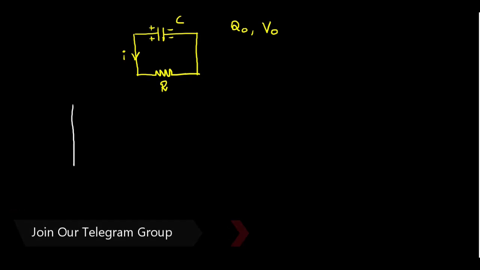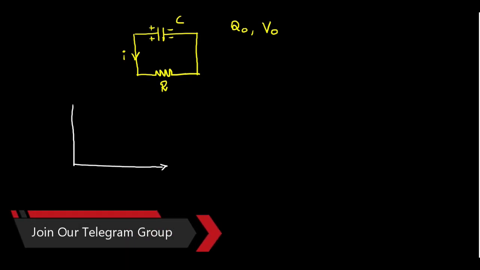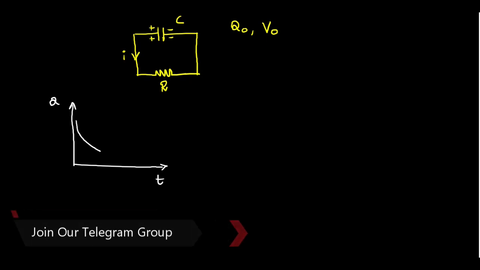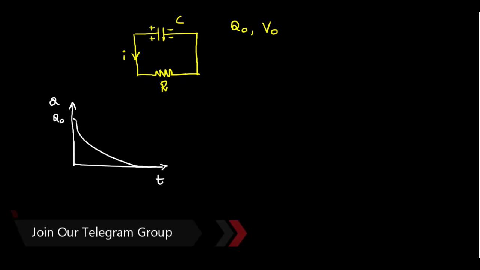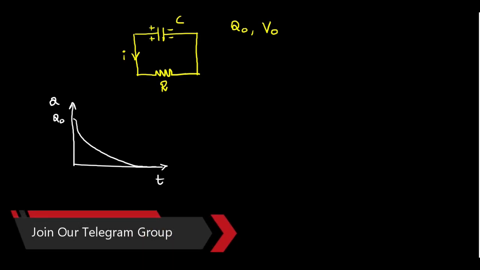With respect to time, what happens to the charge? This is charge versus time. At this point, what is the max value of the charge of the capacitor? Q naught. So, with respect to time, the charge is decaying exponentially. Exponentially it is decreasing, or exponentially decaying.